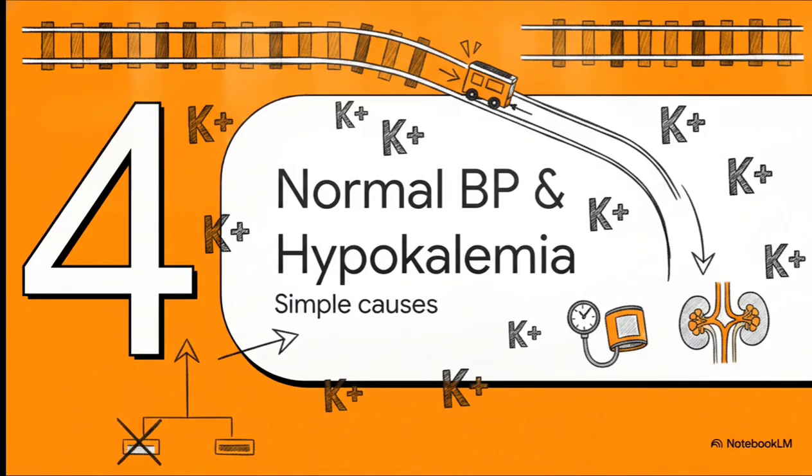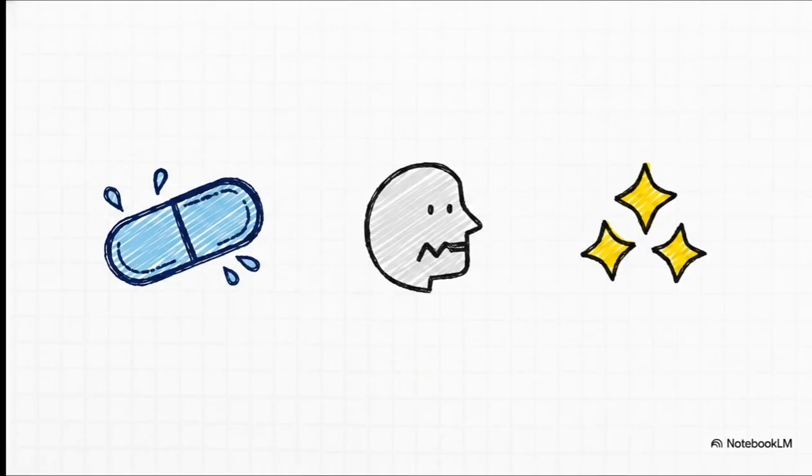Pivoting now to Section 4, normal blood pressure and hypokalemia and the simpler causes. Now, if you have hypokalemia, but the patient is normotensive, the causes are actually beautifully simple: diuretics, nausea and vomiting, and Gitelman syndrome. Notice how much less aggressive this list feels compared to our hypertensive side? It's straightforward. A patient might simply be losing potassium through diuretics, or maybe from severe nausea and vomiting. And then Gitelman syndrome rounds out our normal blood pressure branch.